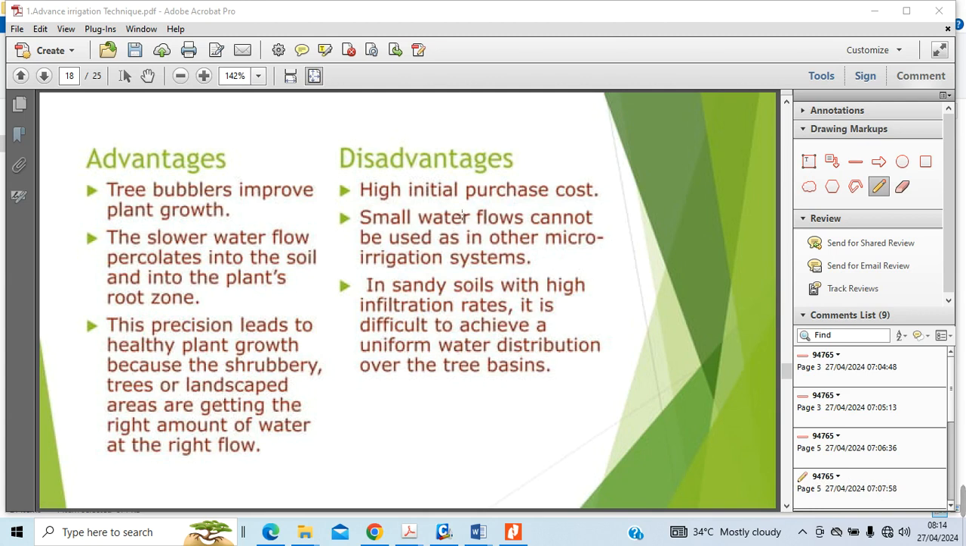High initial purchase cost, and small water flows cannot be used in sandy soil with a high infiltration rate, where it is difficult to achieve. Okay.